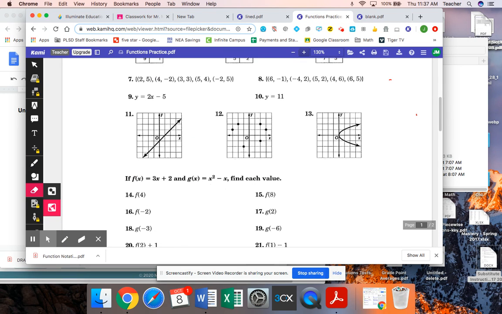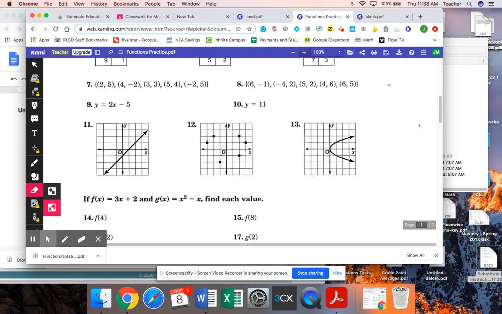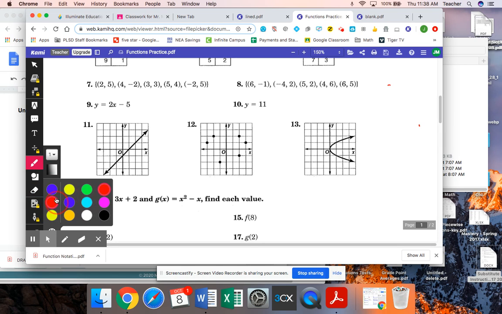I have this other document here that I use for other practice or other notes. Let's take a look at numbers 11 through 13. These are graphs. Everywhere I draw a vertical line, I will always just hit this graph one time. So that is a function.